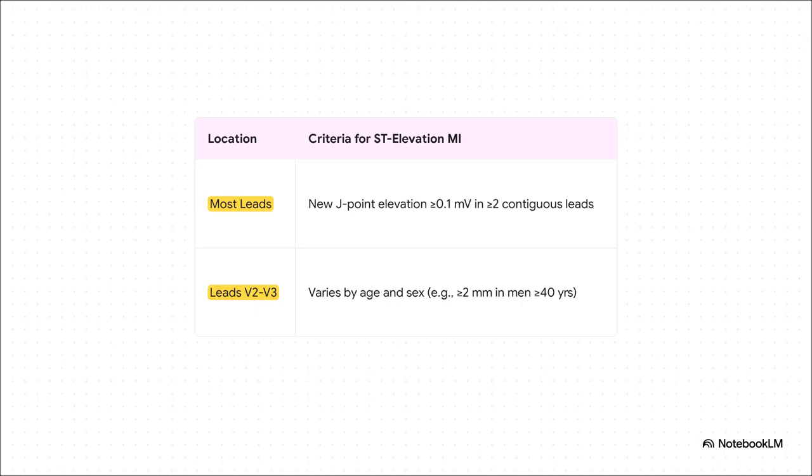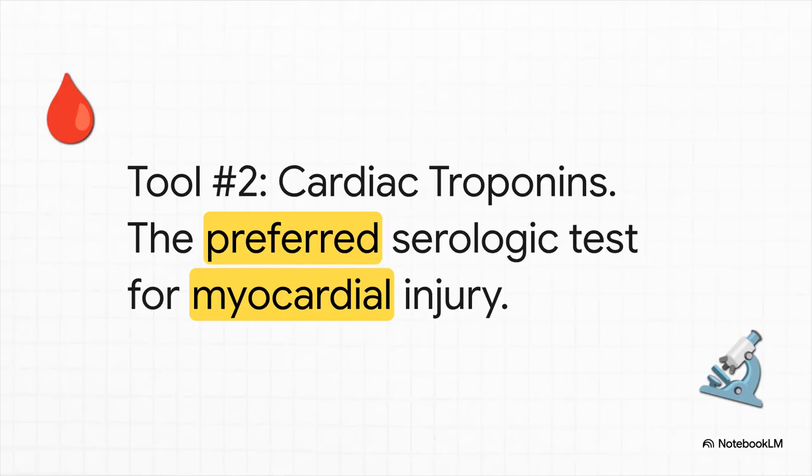You have to know the rules and apply them. And our second huge tool is cardiac troponin. If the ECG is like a smoke detector looking for electrical trouble, the troponin is the fire alarm. It only goes off when there's been actual cell death, real injury to the heart muscle.